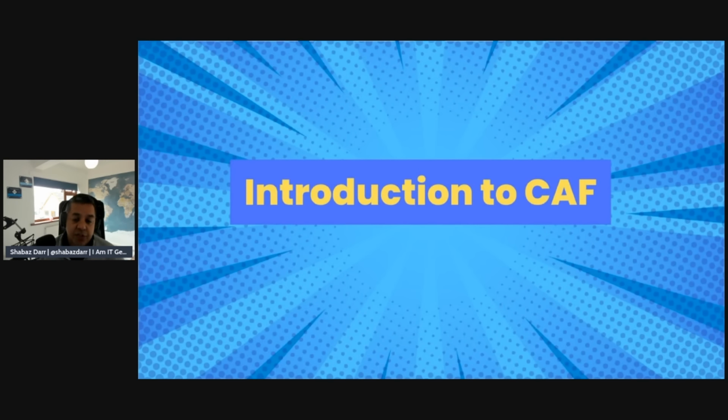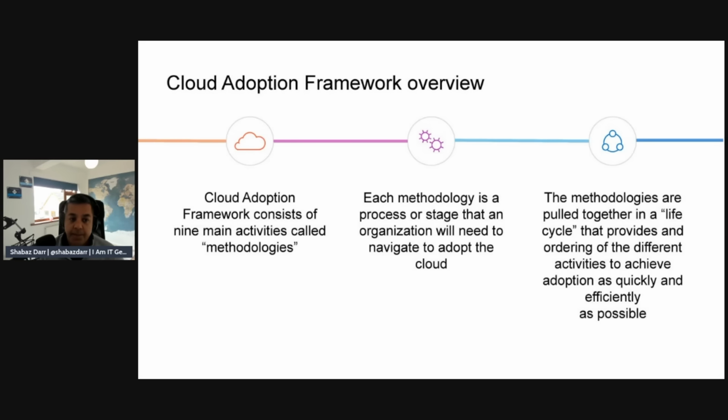So let's do a bit of an introduction to the Cloud Adoption Framework, or CAF now. This is a bit of an overview of that framework. The Cloud Adoption Framework consists of 9 main activities, and these are called methodologies. Each of those methodologies is a process, or what you can call a stage, and this can allow organizations to navigate that journey when they're adopting cloud. The methodologies are pulled together in a life cycle. This provides an ordering of the different activities, and this can allow you to achieve adoption as quickly and efficiently as possible as well.